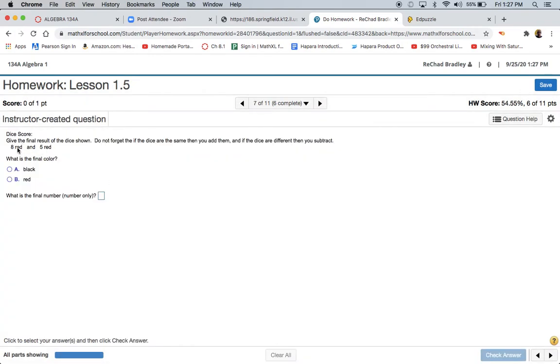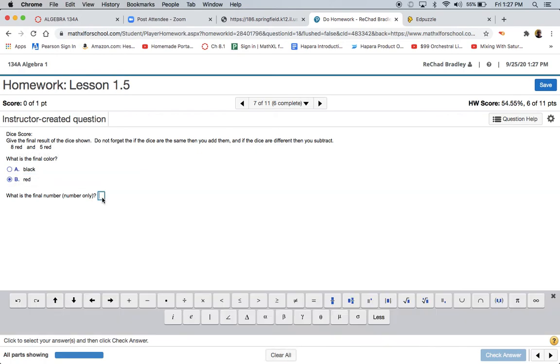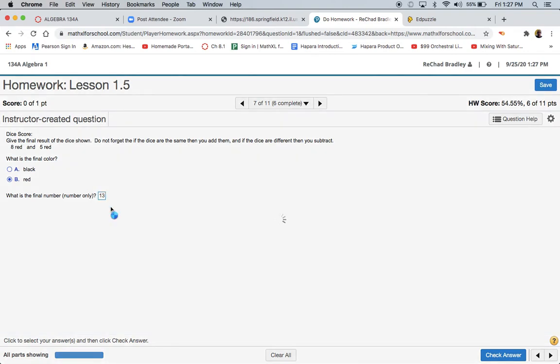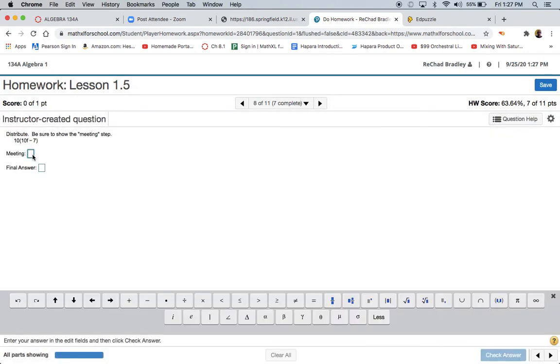Back to the red and black. Red and red, they both work together, but because it's all red, it should be red. These two work together. 8 reds and 5 reds make 13 altogether, because remember, if they are the same color, they work together. Distribute here.